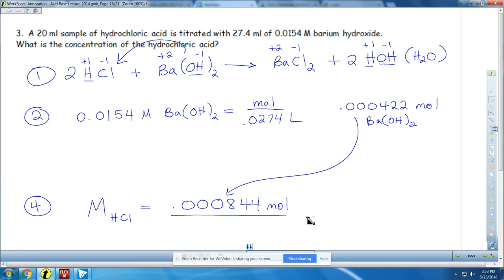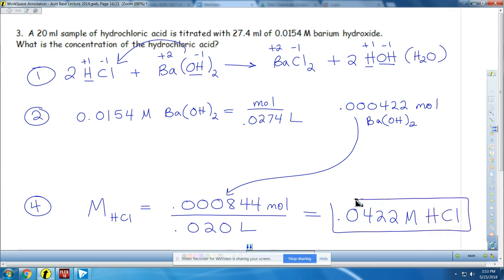And then we have to know the volume of the unknown. So this was 20 milliliters, or 0.020 liters. And we plug it in. And we'd be looking at about, oh brother, 0.0422 molar HCl. Maybe that's where you're at.